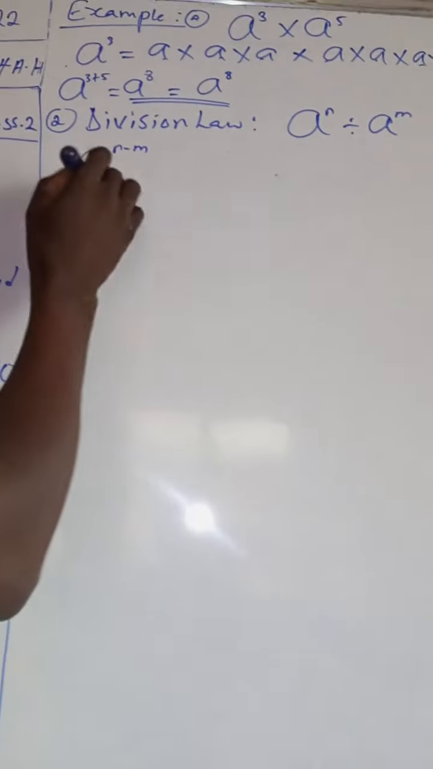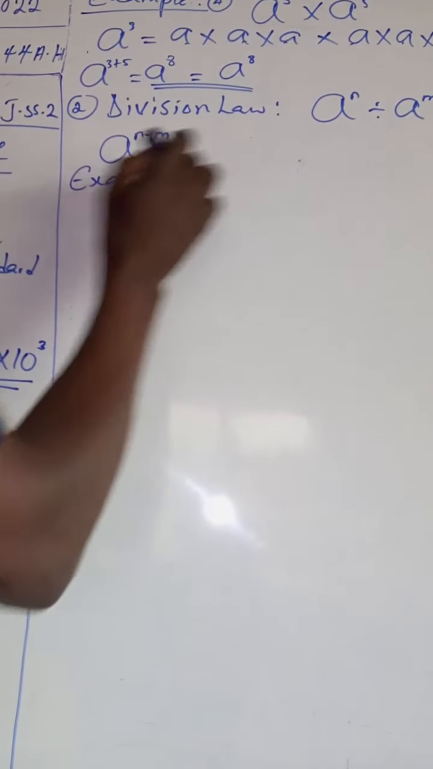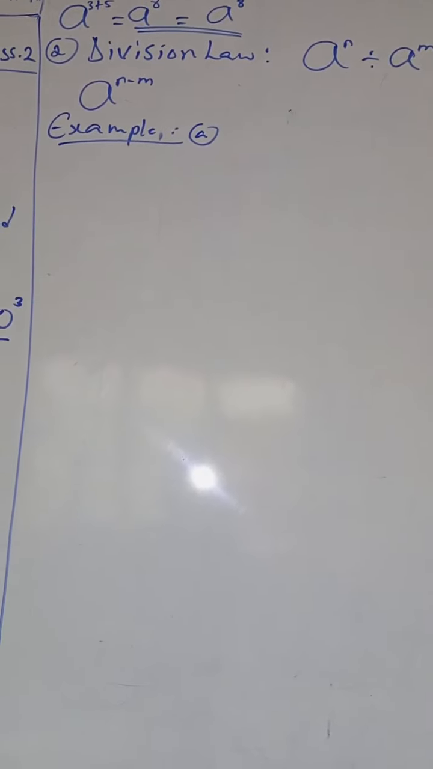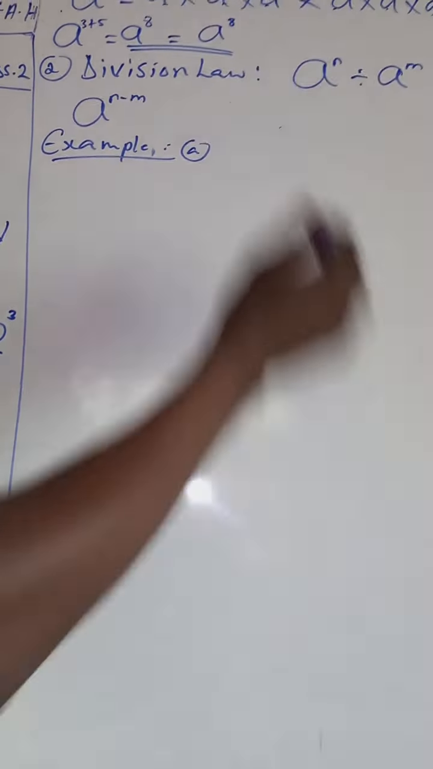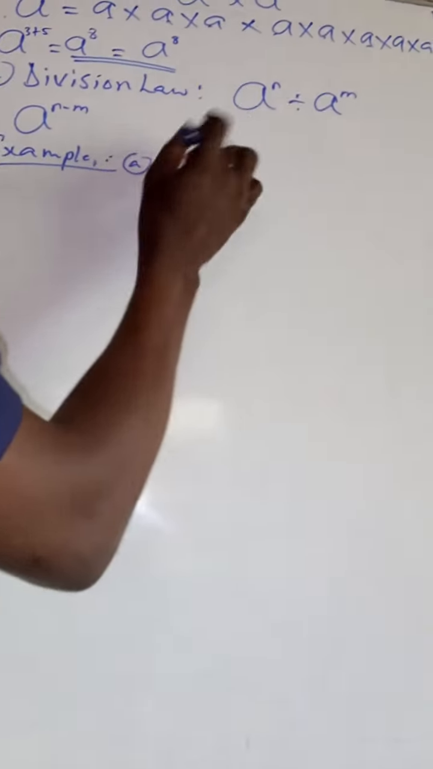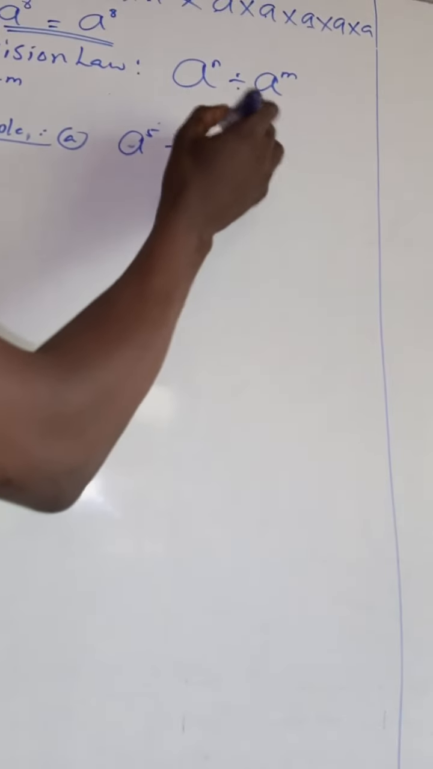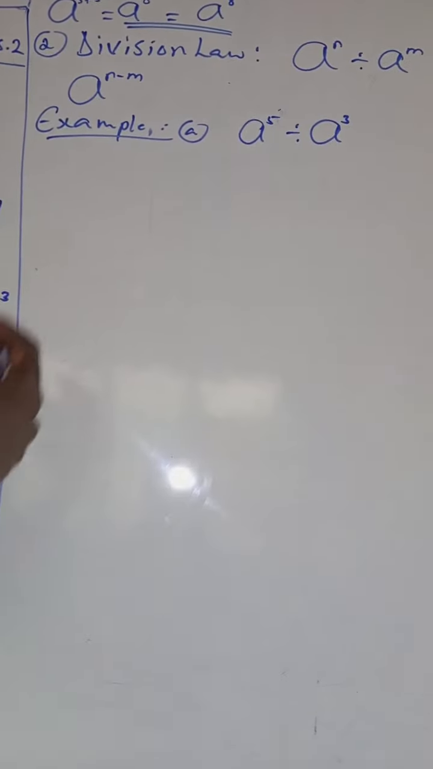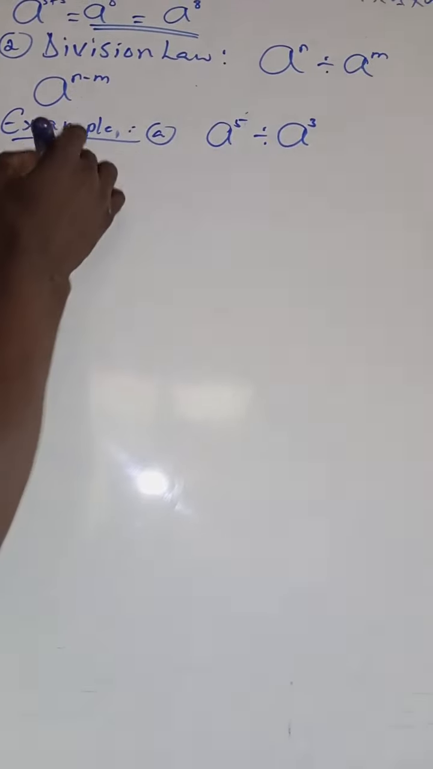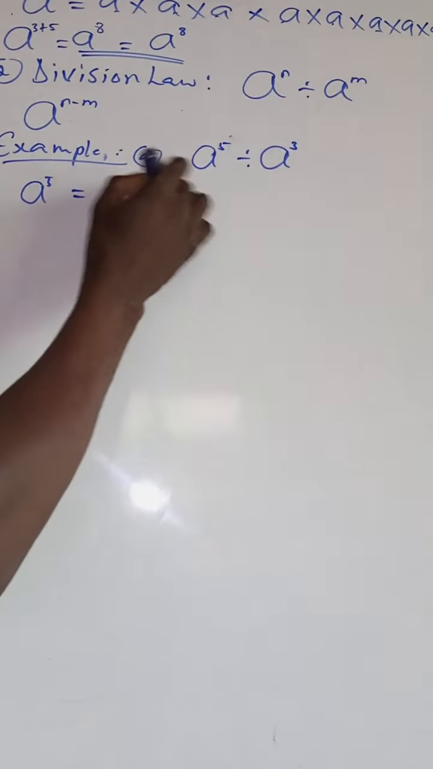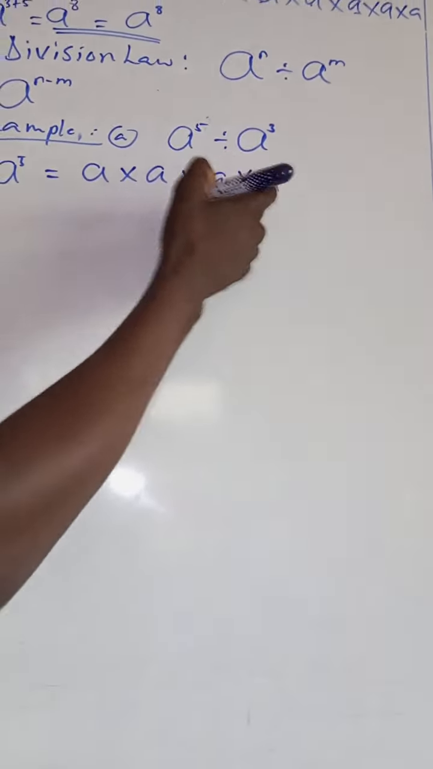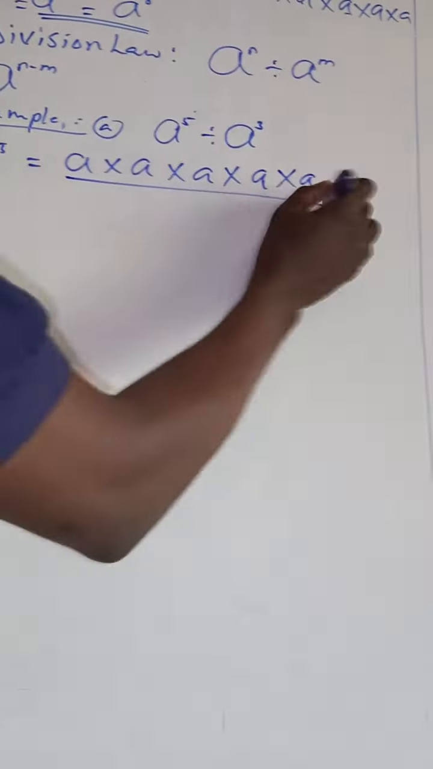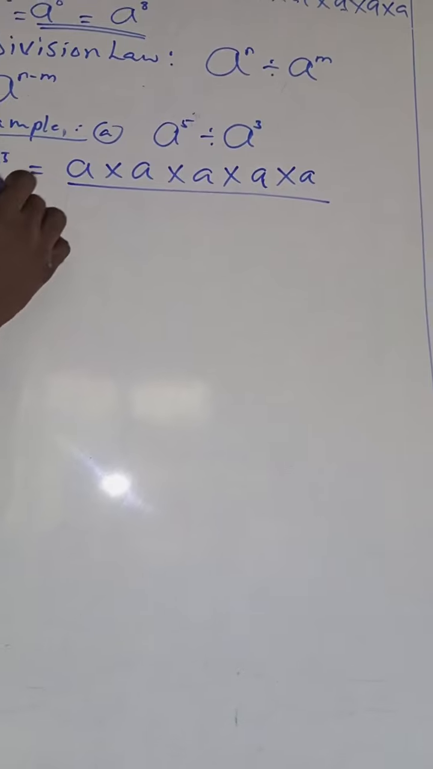Let me give an example. Now, let me say examples because I might not give more than one. So are we there? Yes, we have a raised to power 5 divided by a raised to power 3. Peradventure, a raised to power 5 means a times a times a times a times a. I have 1, 2, 3, 4, 5 divided by a raised to power 3.